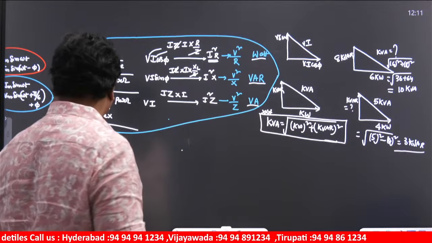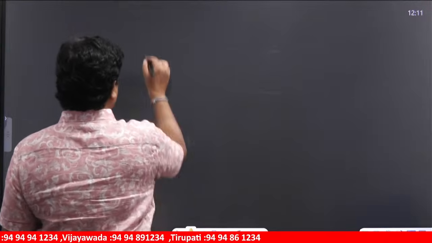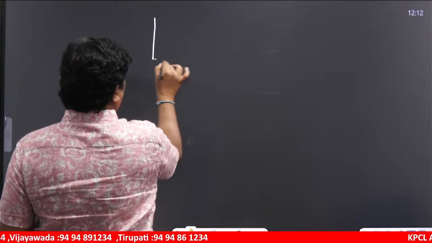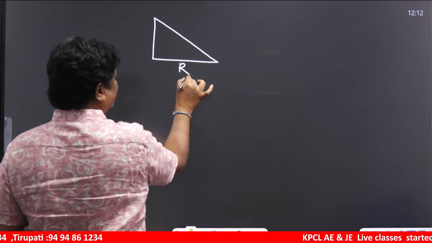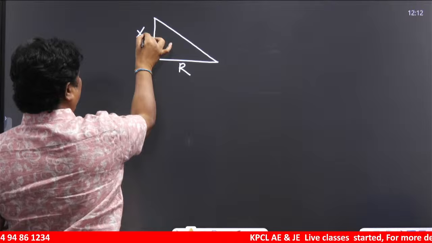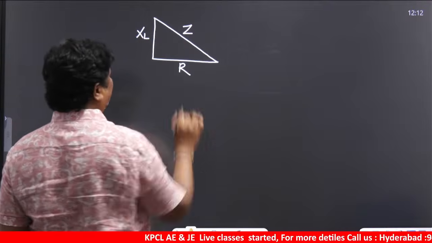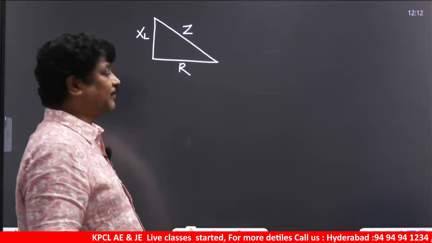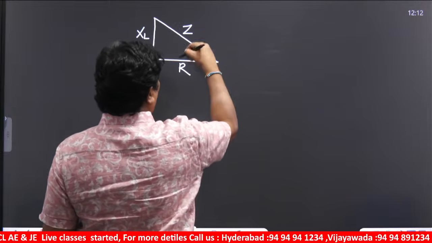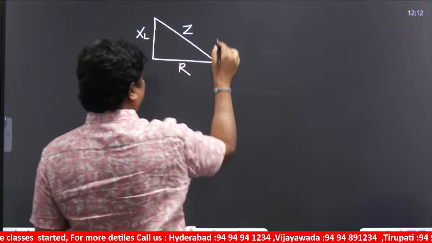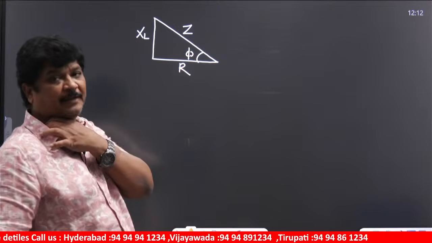What is cos phi? If you have the impedance triangle here, it is always the active component resistance R, the reactive component XL, and the impedance component Z. So Z is equal to root of R square plus XL square. This is the angle phi.